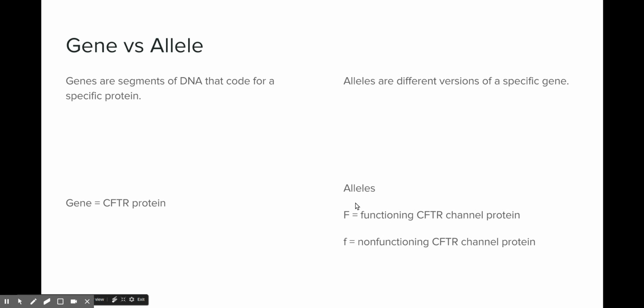And instead of writing out the whole ATCG recipe, we simplify our lives a little bit and we just use a capital letter F to represent the functioning CFTR channel protein recipe. We use a little f to represent the non-functioning CFTR channel protein recipe. Again, recipes are those codes that we find in DNA.